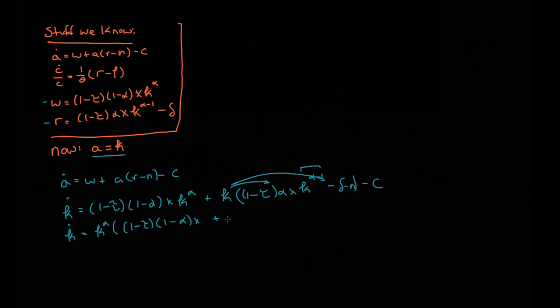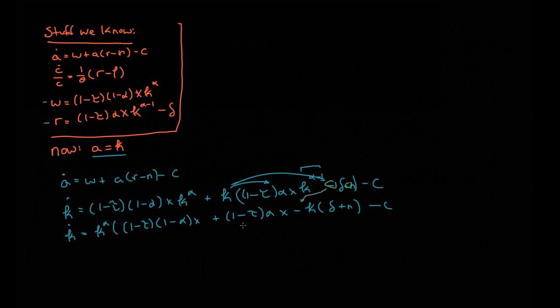So we can do plus 1 minus tau A x, and then minus k times delta plus n minus c. So I just took this negative here, and this negative here, and I put it with the k. That's what this is here.